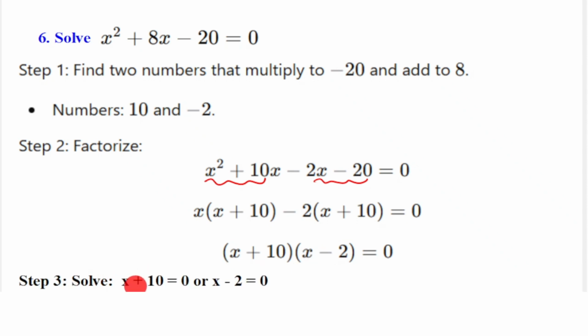So when we solve, x plus 10 is equal to 0, or x minus 2 is equal to 0. And here the value of x is equal to minus 10, and when we solve for x, we get x is equal to 2. Therefore, the solution set is minus 10 and 2.